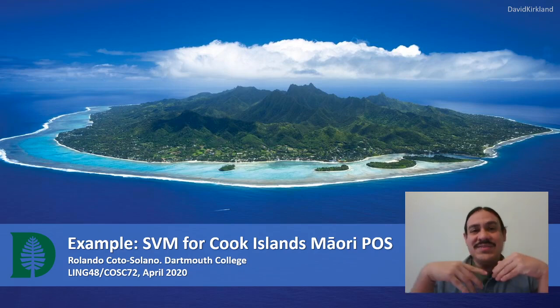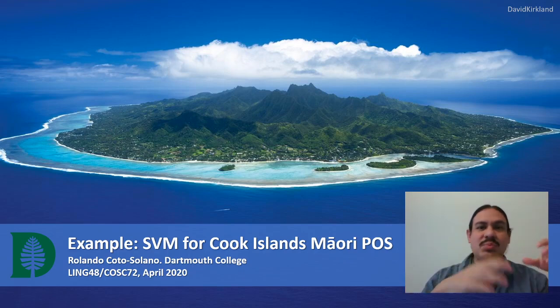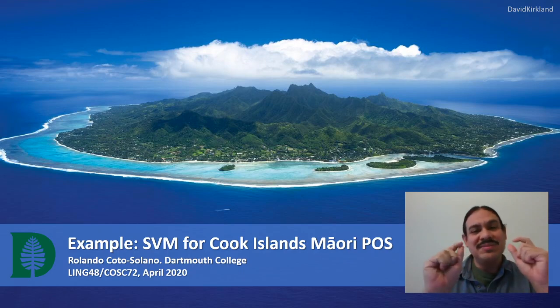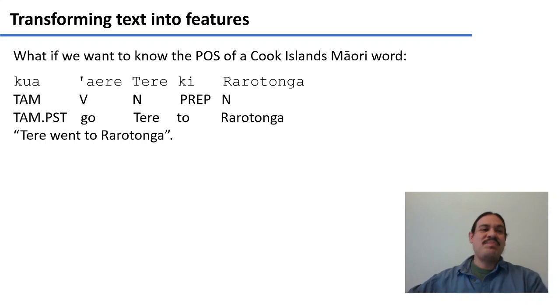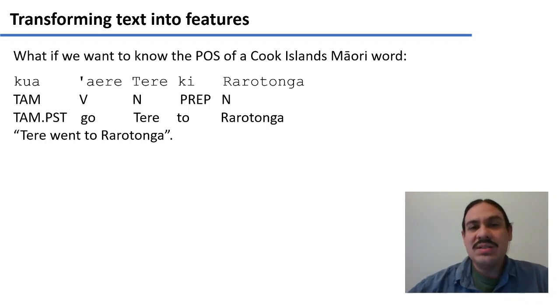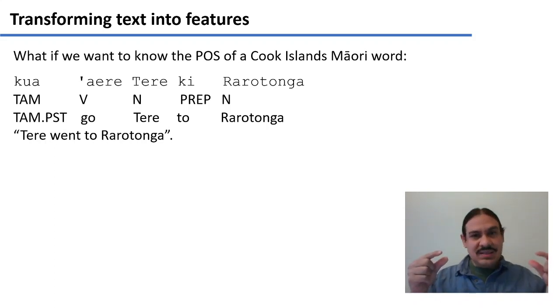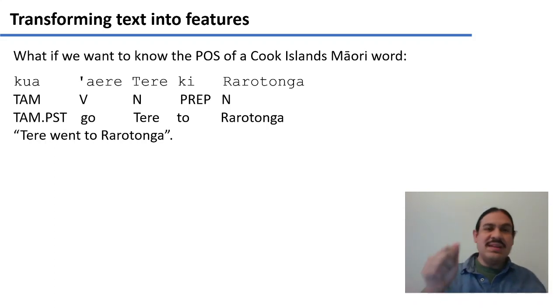Hi, in this video and in the next one, we will implement a very simple example of a support vector machine, and we will use it to identify the parts of speech of sentences in Cook Islands Maori. And by the way, this picture is of the island of Rarotonga, a name that we'll be using in this slide here. So, let's say we want to get a sentence of Cook Islands Maori, and then tag each word with its part of speech.